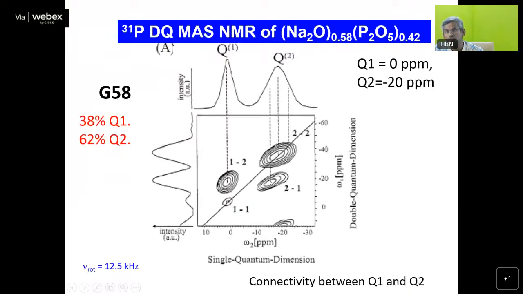So if you see, the center of this peak is coming slightly on the higher side in terms of frequency or chemical shift. Here it is coming around minus 16 or 17. Here it is coming around minus 14 or 15. So this also indicates that Q2 units are approaching the end of the chain, and this peak is characteristic of that. Since they are close to that, you will also get a Q2 to Q1 magnetization exchange, which is also possible.